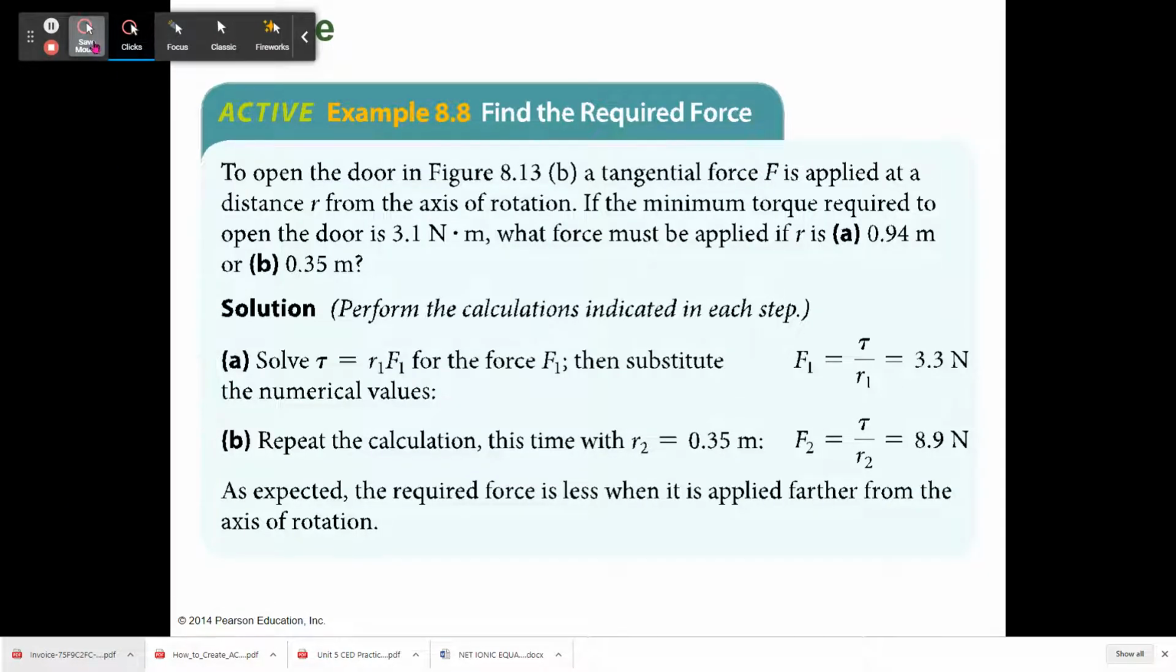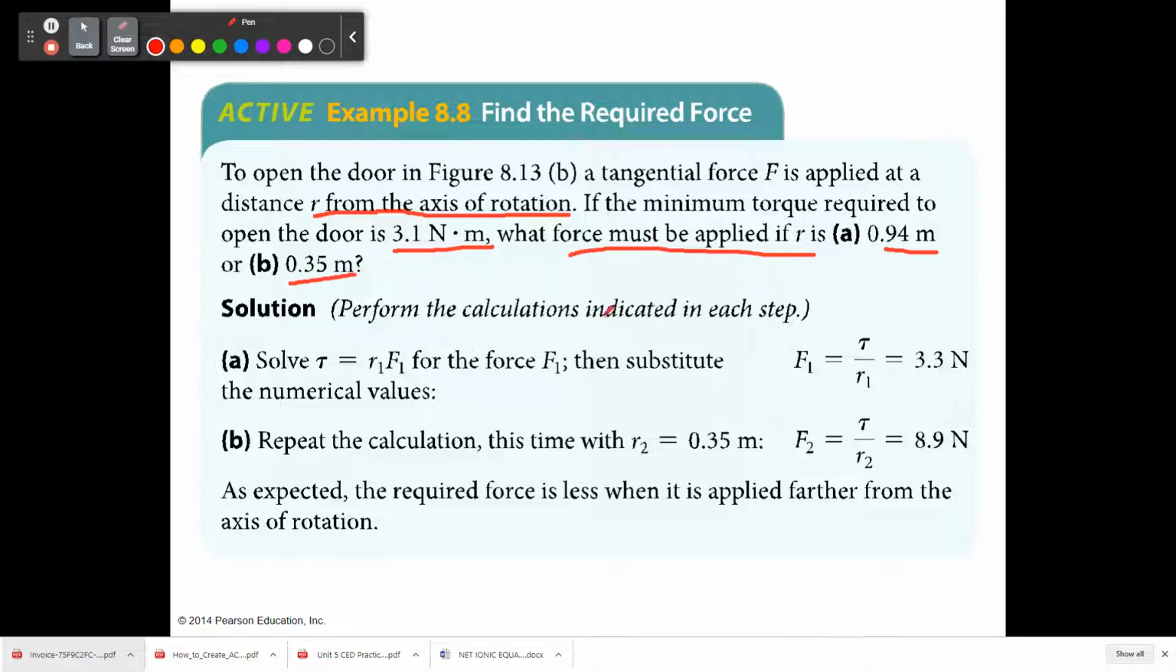All right, so here's an example problem. To open the door in figure 8.13, that revolving door that we just looked at, the tangential force is applied at a distance r from the axis of rotation. The minimal torque required to open the door is 3.1 newton meters. What force do you have to apply when you're at the end, further from the axis of rotation, or closer to the axis of rotation? It's just a plug and chug type situation. Our torque is 3.1, so our force is going to be equal to torque divided by the radius.